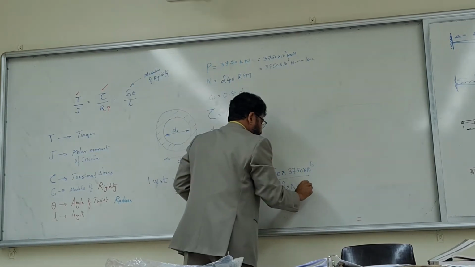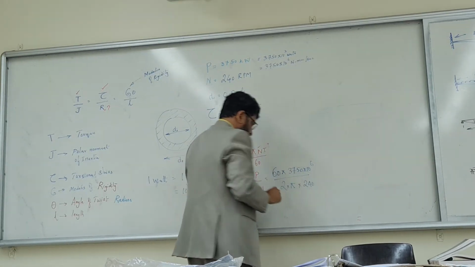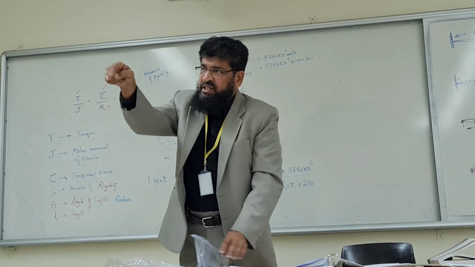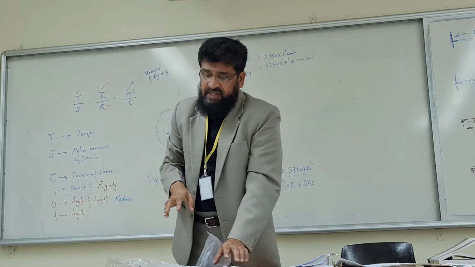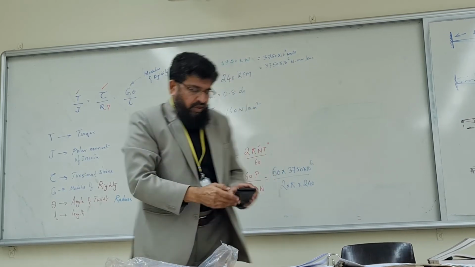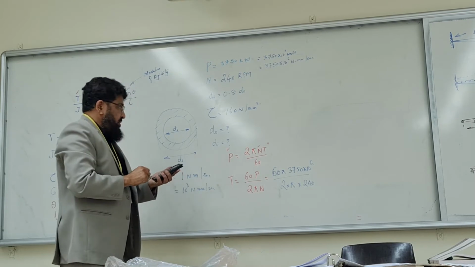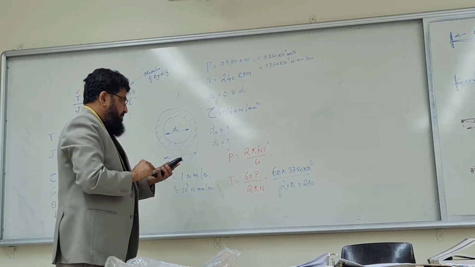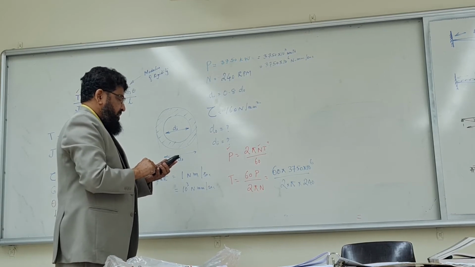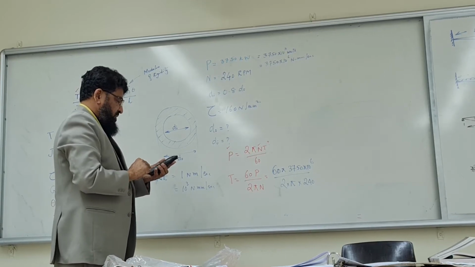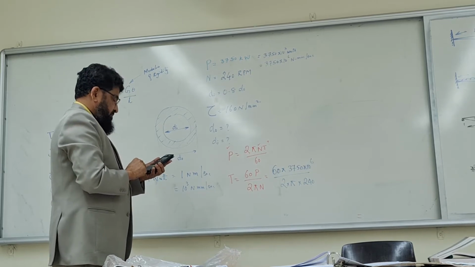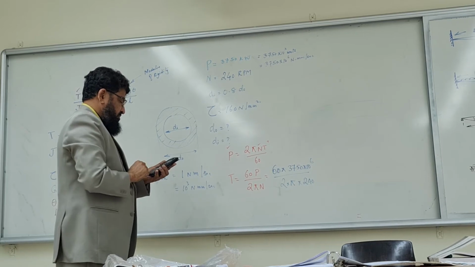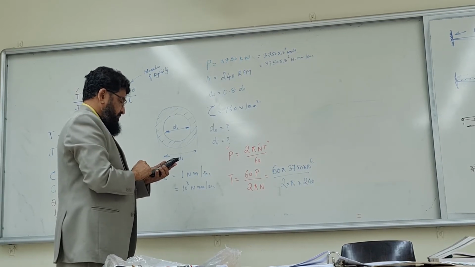N is 240 RPM he gives. Be careful, sometimes in the examination, if he gives revolution per second, then in that case there is no divided by 60. Is this clear? You have to be a bit careful about this. Now let's try to find out this value: 60 divided by 2 divided by pi divided by 240, multiplied by 3750 multiplied by 10 to the power of 6.